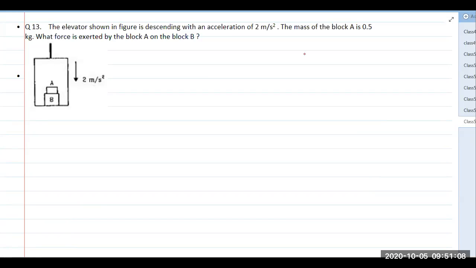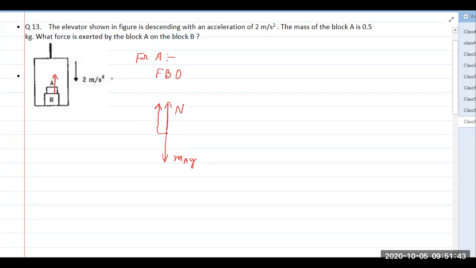So we will write the forces first. On A, what are the forces? We will write the equation for A. For A, we first make the free body diagram and then write the equation. For A, we have a downward force M_A g. Then we have a normal force from the surface, the normal force from B. And since the whole system is accelerating downward, there will be a pseudo force in the upward direction. So this is the pseudo force.